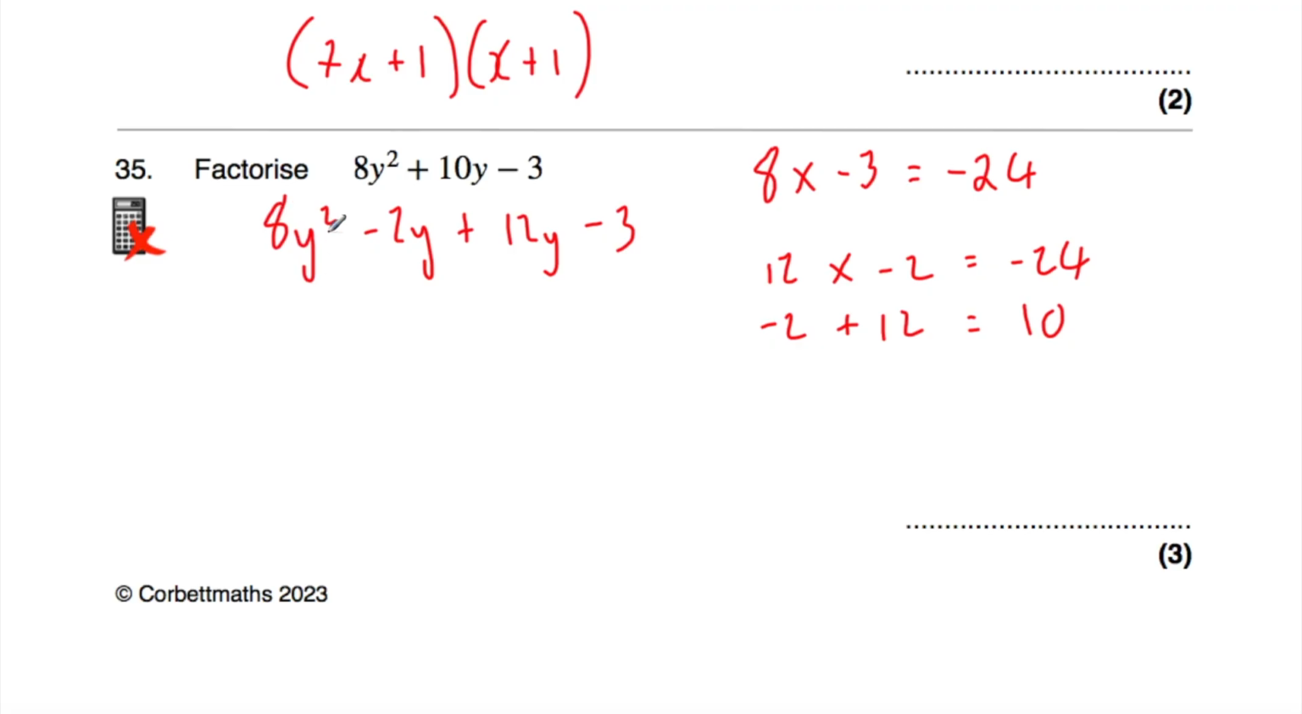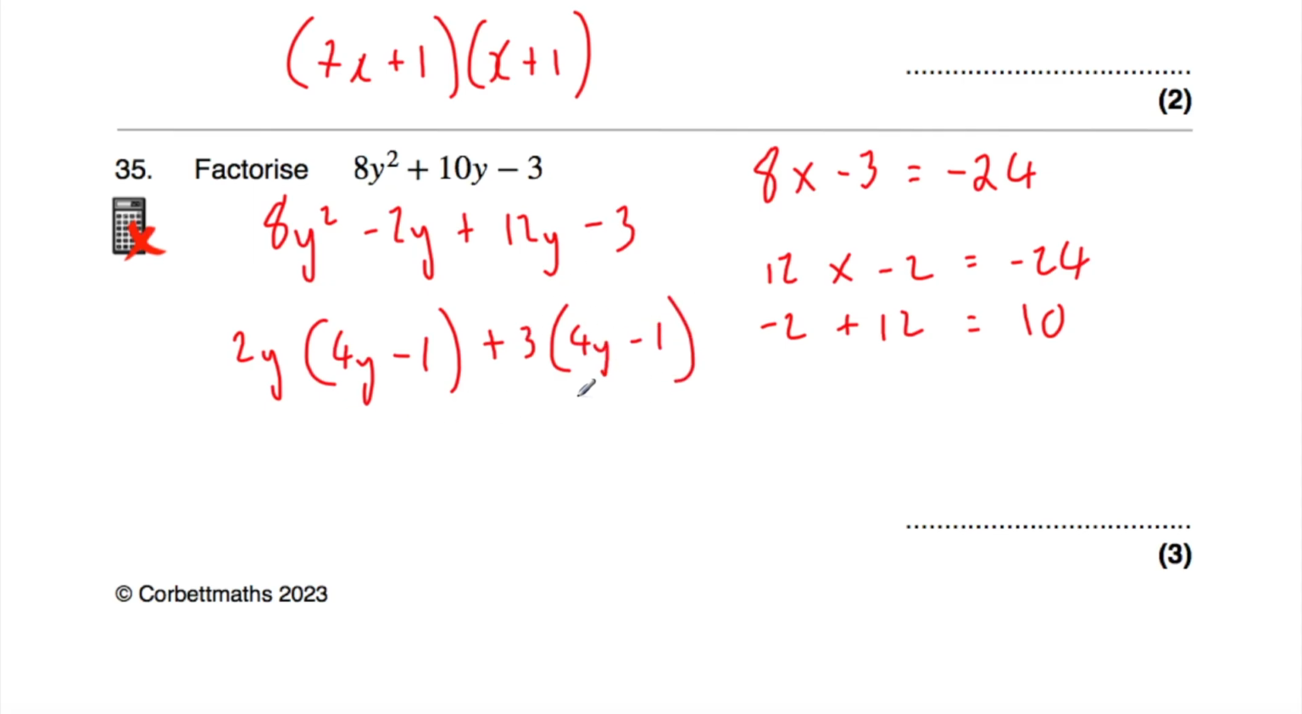Okay, so we've got 8y squared take away 2y. Let's factorize those. So we can take a 2y out, so 2y, and then in brackets, 8y squared divided by 2y would be 4y, and then minus, and then 2y divided by 2y would be 1, and then close brackets. Now we want to factorize the next two terms. We've got 12y minus 3. They're both divisible by 3, so let's do plus 3, and then in brackets, divide both of them by 3. 12y divided by 3 would be 4y, and minus 3 divided by 3 would be minus 1.